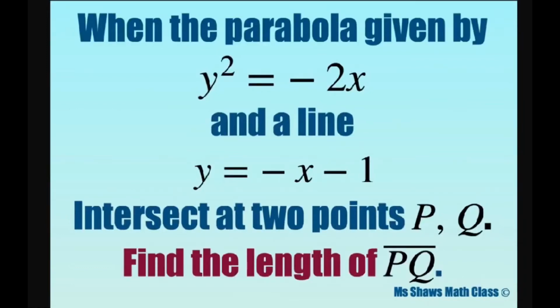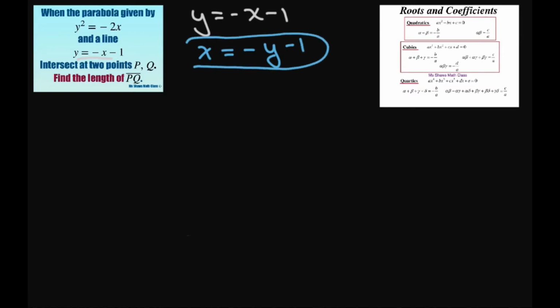Hi everyone. When the parabola given by y squared equals negative 2x and a line y equals negative x minus 1 intersect at 2 points P and Q, we're going to find the length of this line segment PQ. So the first thing we're going to do is write this y equals negative x minus 1 and solve for x. That's going to give you x equals negative y minus 1. So we have our x value.